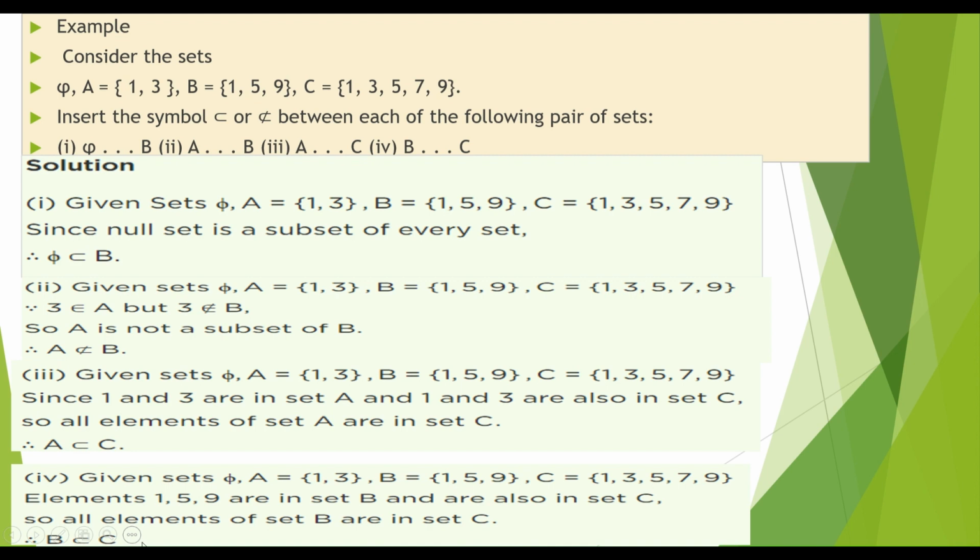I hope you are clear with the subset. I hope you have understood the subsets.